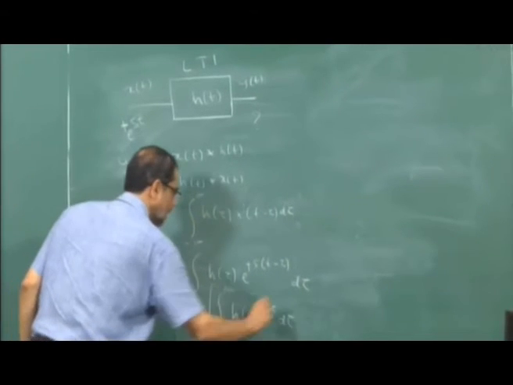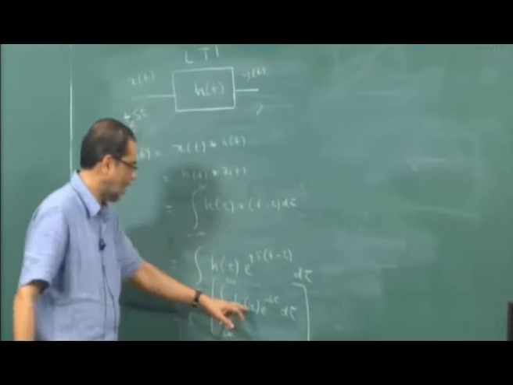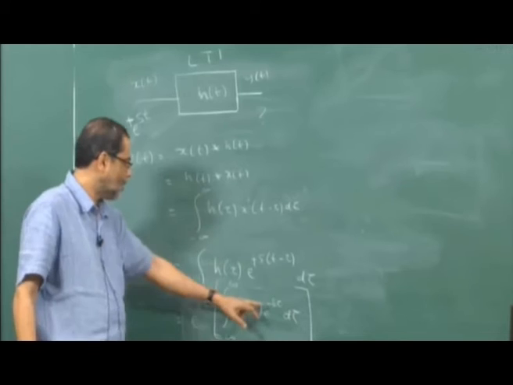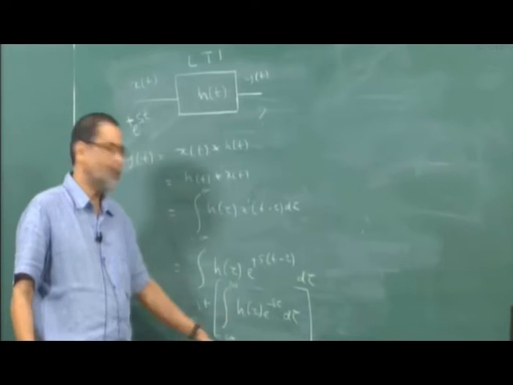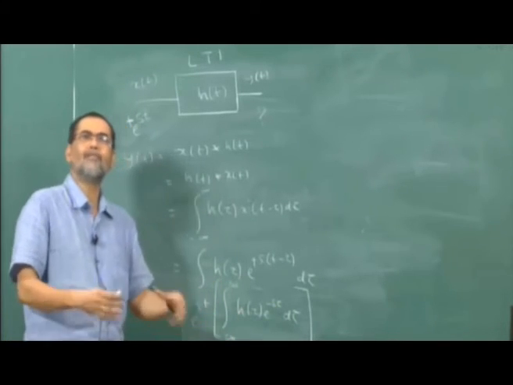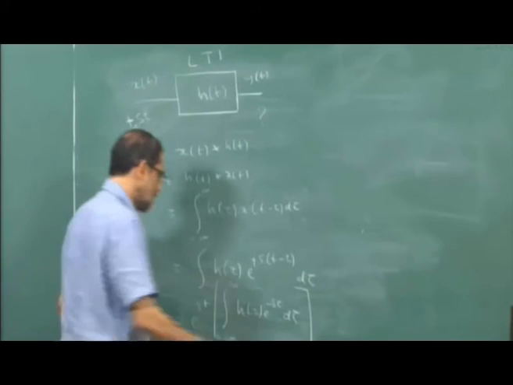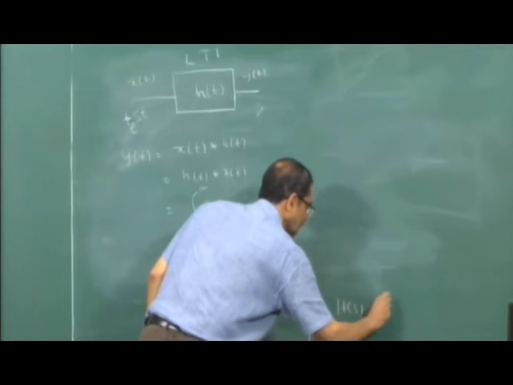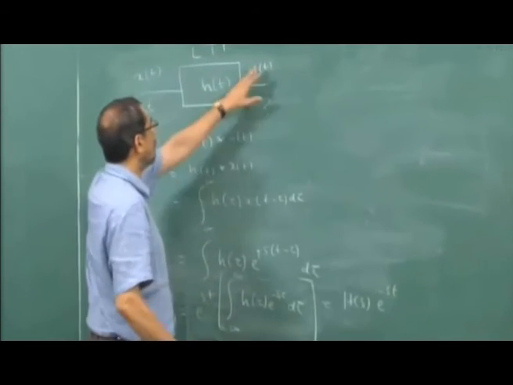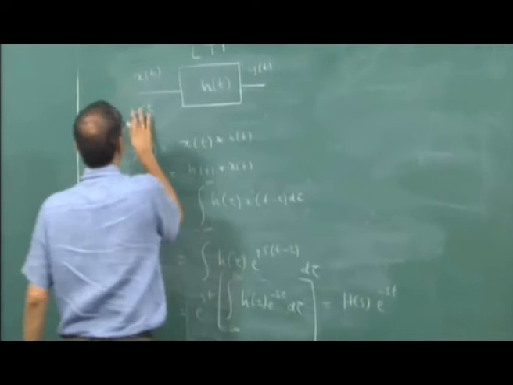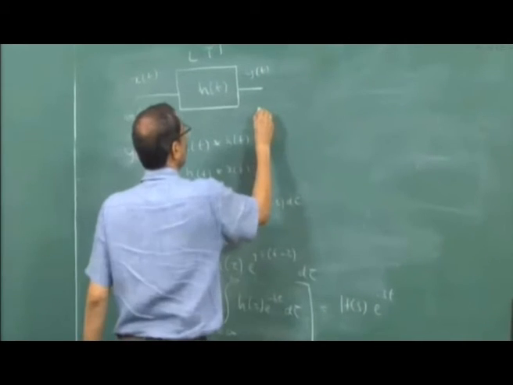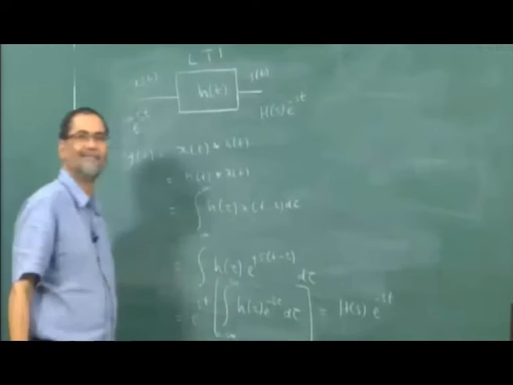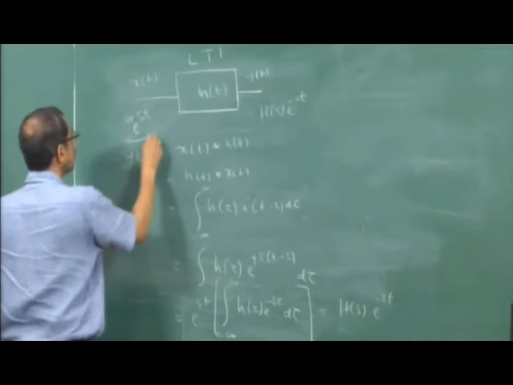Tau is a variable of integration, so it integrates out. Only s is the unknown, so this will be a function of s. Let me call this capital H of s. So the output will be H of s into e raised to st. Very interesting result.